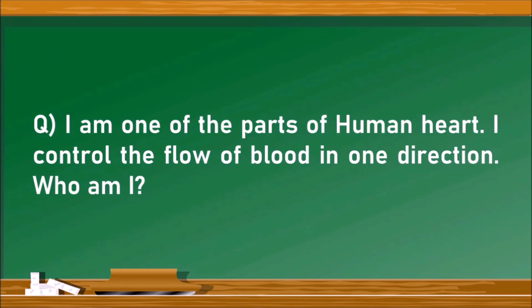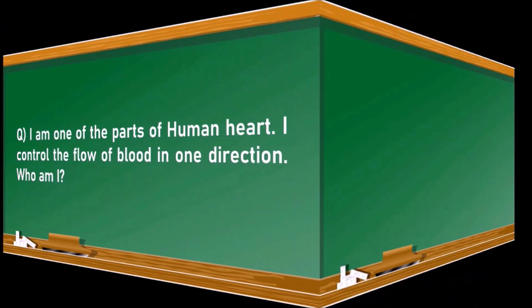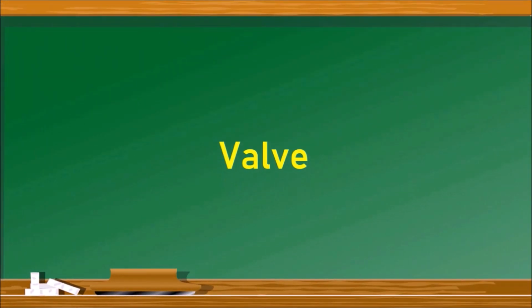Next question. I am one of the parts of the human heart. I control the flow of blood in one direction. Who am I? So always remember, the parts which allow the flow of blood in one direction are always valves. So it is a valve. There are 4 valves in the heart.